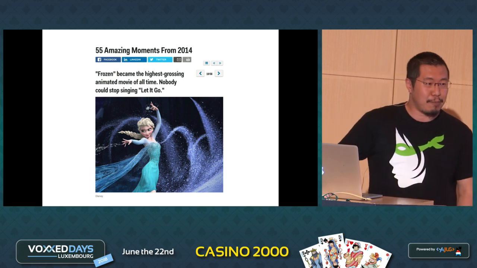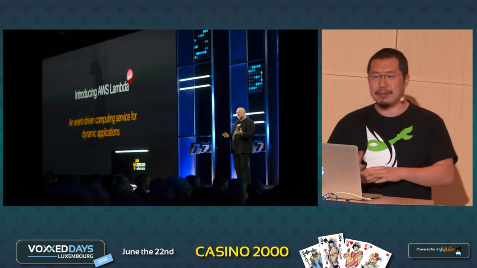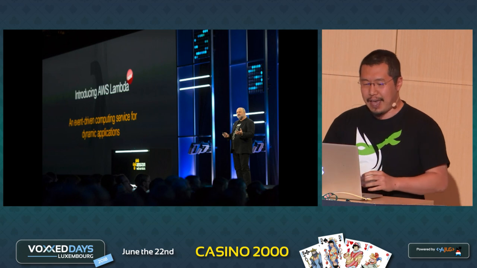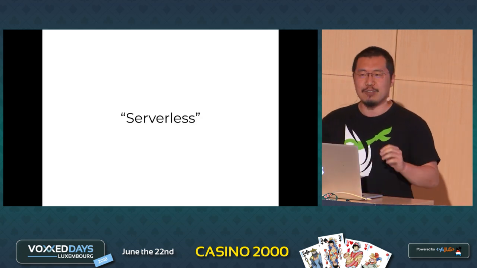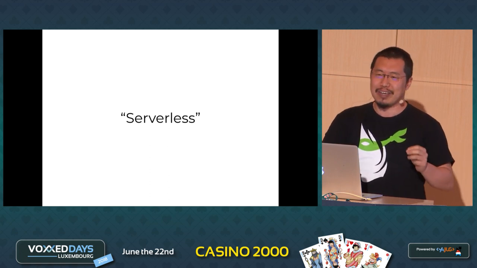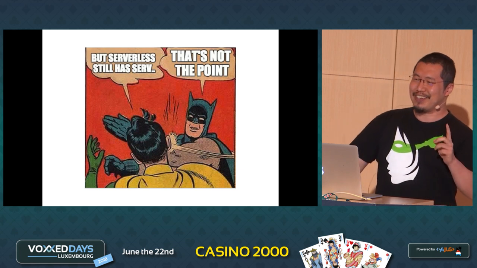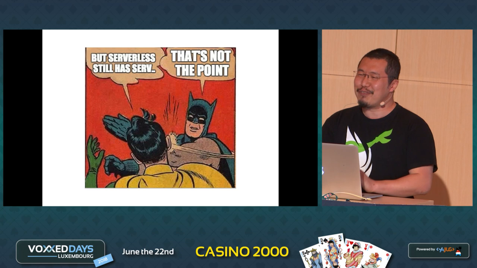But the most important news for me that happened in 2014 was the fact that Amazon actually announced AWS Lambda at re:Invent that year. And since then, we've had this new serverless paradigm. And I've been able to play this really fun game whereby every time I say serverless, someone would correct me and say, but there's still a server somewhere, which is fun to play.